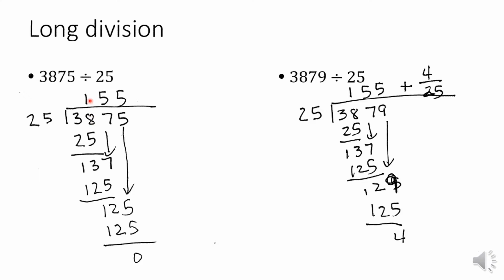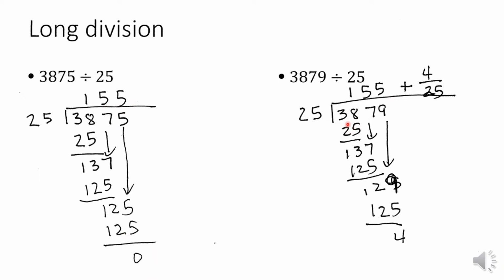25 will go into 38 one time. We'll multiply around to get 25. We will subtract it and bring down the next number. 25 will go into 137 five times. We multiply around, get 125. We subtract, bring down the 5, and again it will go 5. So the answer is 155, and there is no remainder.